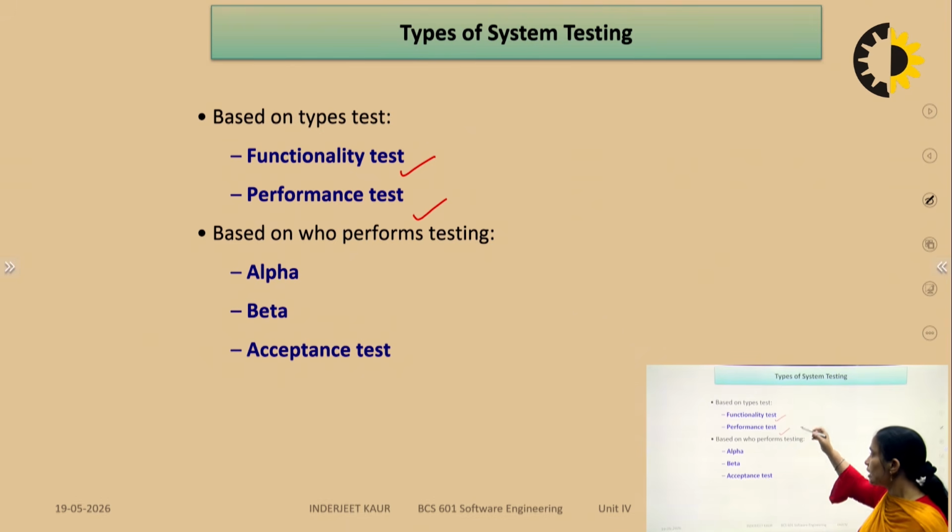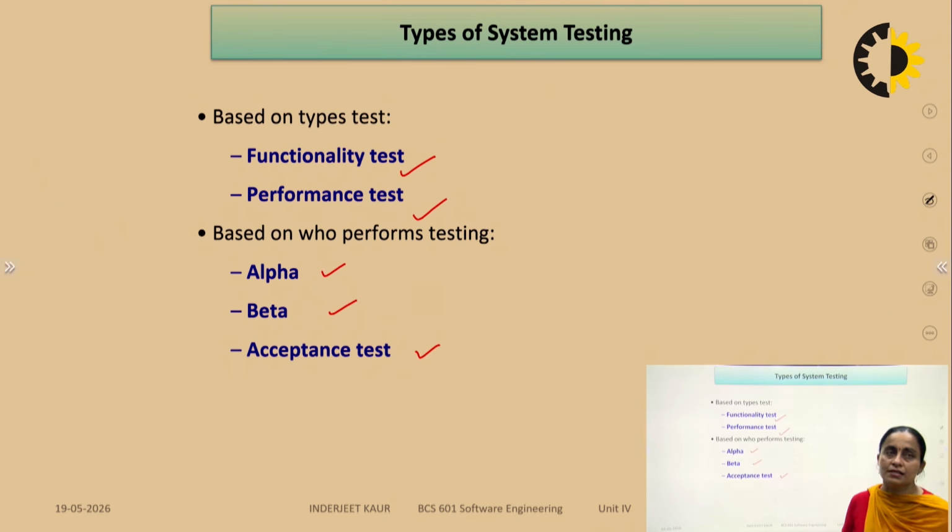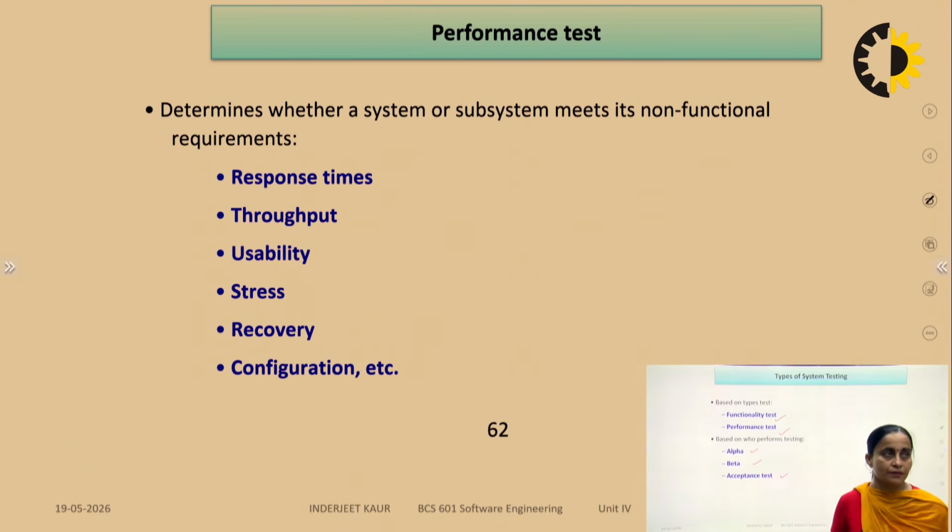So based on these performances, we can go for alpha testing, we can go for beta testing, and we can accept, that means acceptance testing. Beta testing is generally done by the customers.